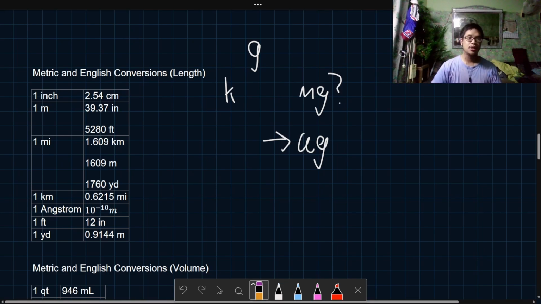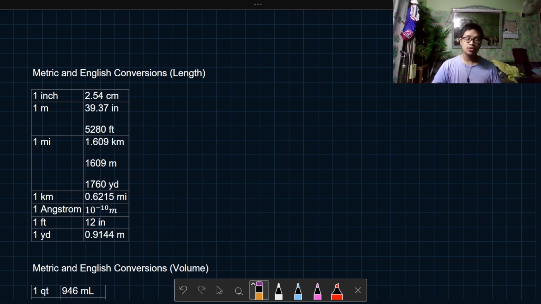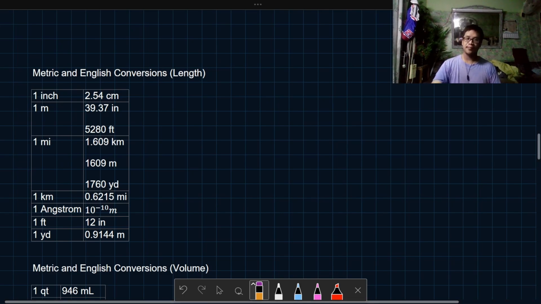Now, in this case, we're not going to focus only on metric, but also on English. Remember the English units: they have feet, inches, cups. So what we're going to do now is try a few examples. One is coming from the metric and English conversions in terms of length.